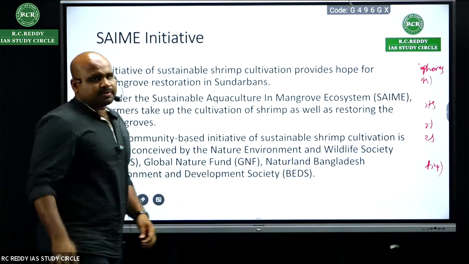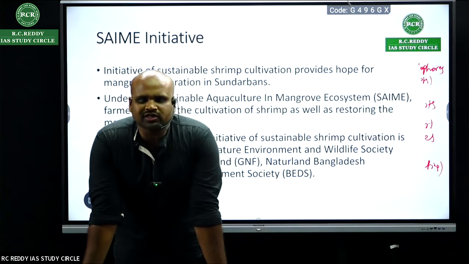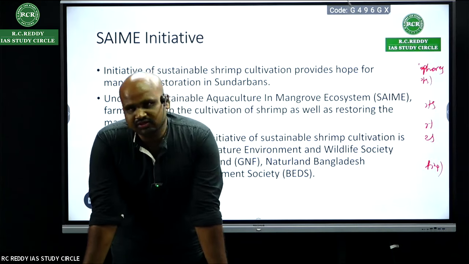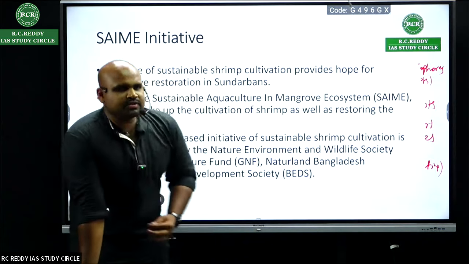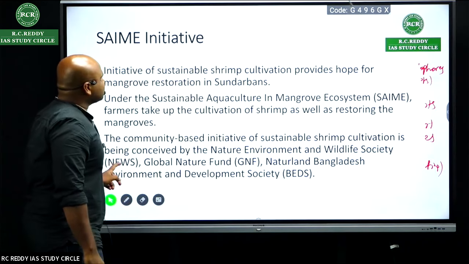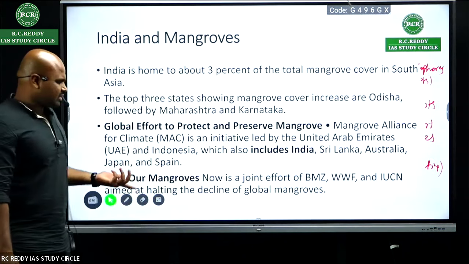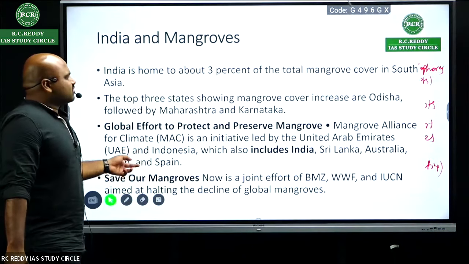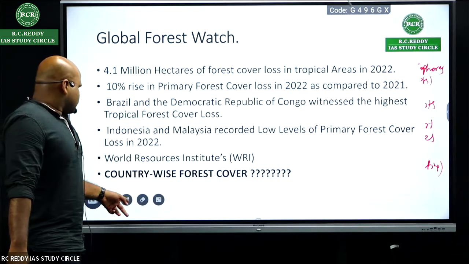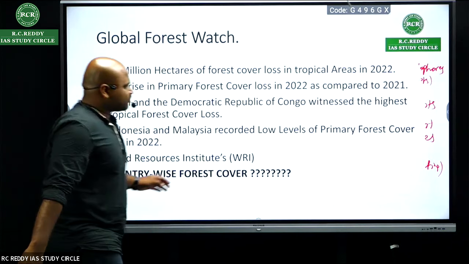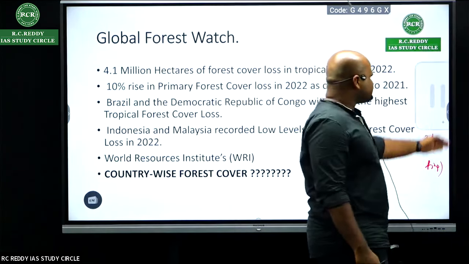Now tell me one more thing. Are mangroves an efficient carbon sink? Yes, they are efficient carbon sinks. Please remember this. Mangroves are efficient carbon sinks. Then Indian mangroves, those things that I've just mentioned, and some more aspects are there with respect to Mangroves for Future, Mangrove Climate Alliance, that is all there.